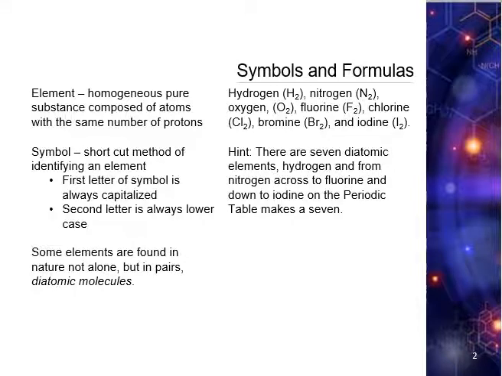Some elements are found in nature not alone, but in pairs. We call these diatomic molecules. The diatomic molecules are hydrogen, nitrogen, oxygen, fluorine, chlorine, bromine, and iodine. There are 7 diatomic elements: hydrogen, and then if you go over to nitrogen, across to fluorine, and down to iodine, you have a 7.